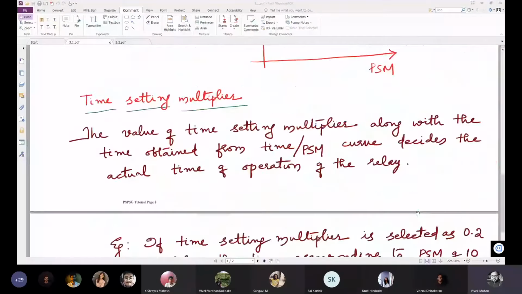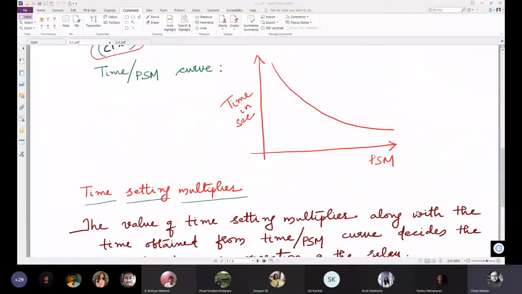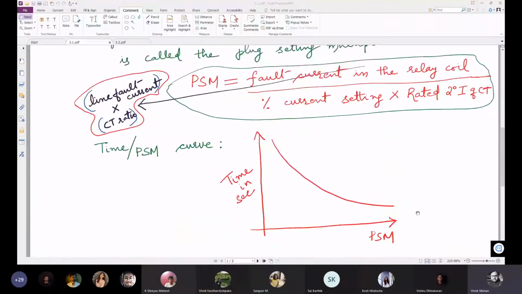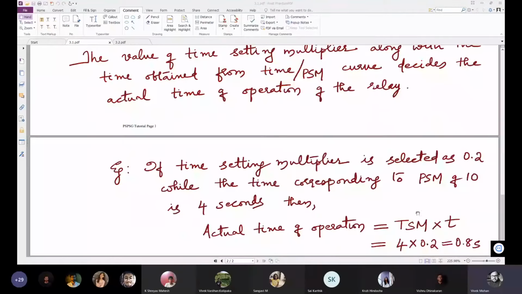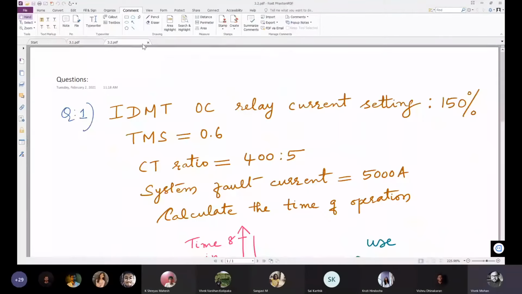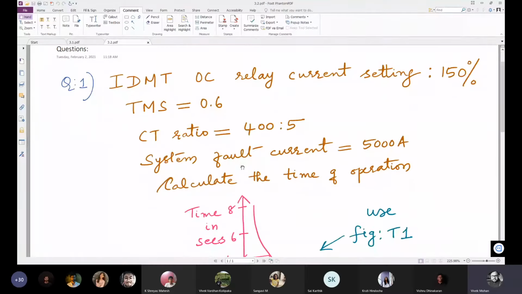And knowing the CT ratio, plug setting multiplier, I dash IP, from these values, how will you determine the actual time of operation of the relay? Now let's see two problems which use this concept. The first problem, you can note down the data and you can start doing it.